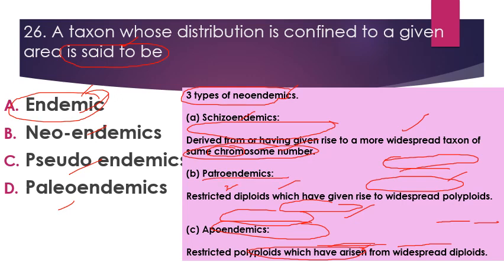Next is patroendemics. It is restricted diploids which have given rise to widespread polyploids. ऐसे diploids, restricted diploid जो जिन्होंने बहुत तरह के polyploids को produce किया है या उससे बने हैं. Then apoendemics, so restricted polyploids which have arisen from widespread diploids, उन्हें कहा था apoendemics.